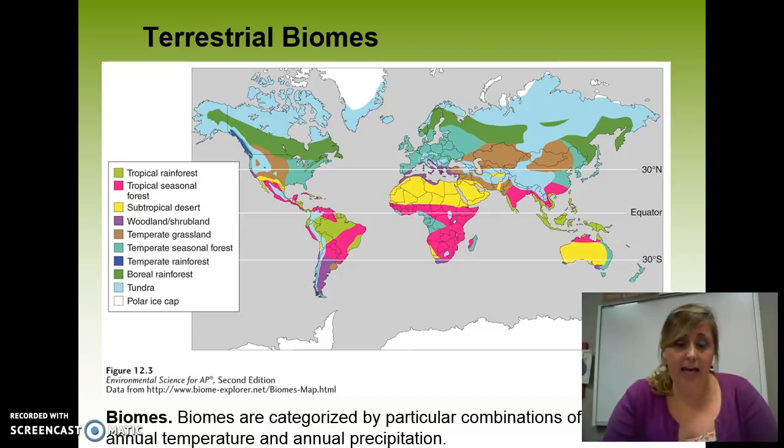Here is a map of all the terrestrial biomes, and they're color coordinated. And again, you can see where the equator is. You can see hot pink is going to be our tropical forest. The lime green's tropical rainforest. Those are going to be found near the equator. And you're going to learn how to read these climate diagrams that we'll talk about in just a minute. And on the AP exam, you're going to have to be able to tell which biome the climate diagram comes from by just looking at one.